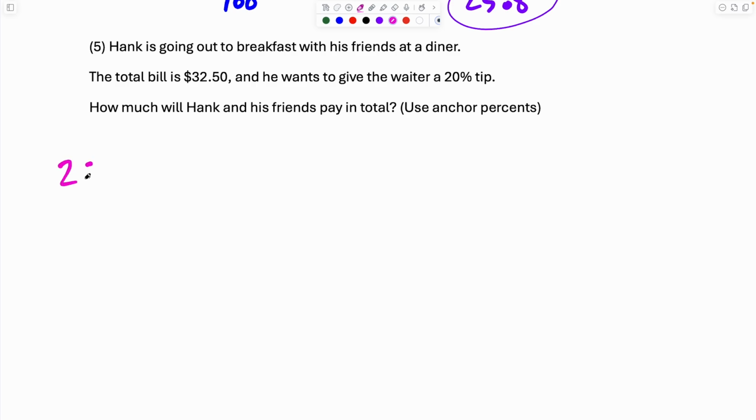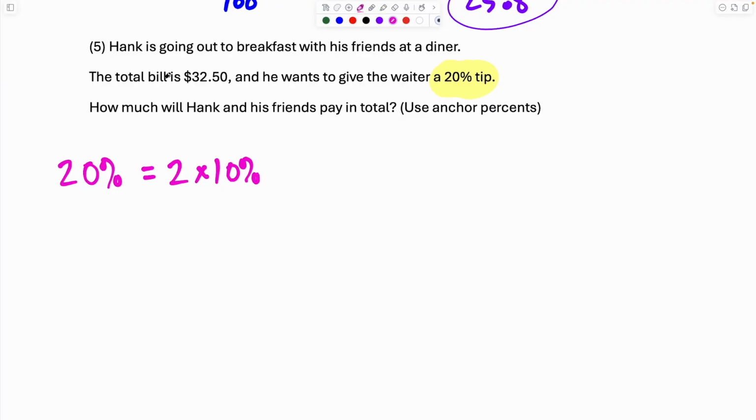So since we're using anchor percents, to find the 20% tip, what we're going to do is take 10% and multiply it by 2. So we're going to do 2 times 10%. And anytime I find a tip like this, if I want to give 20%, that's the math I'm doing in my head: I'm just taking 10% and doubling it. So let's go ahead and do that.